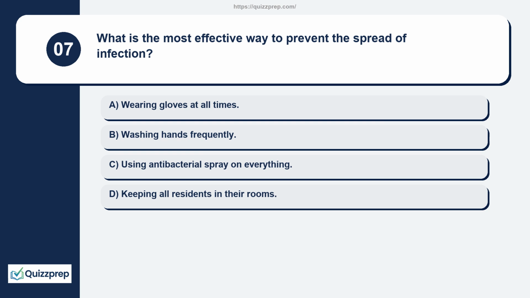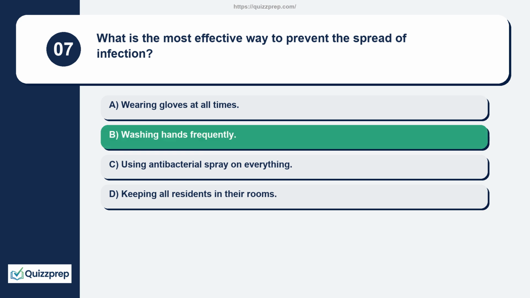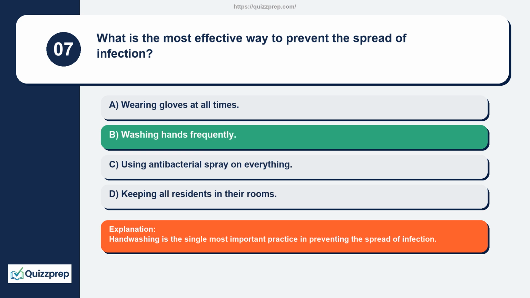Question 7. What is the most effective way to prevent the spread of infection? Wearing gloves at all times. Washing hands frequently. Using antibacterial spray on everything. Keeping all residents in their rooms. Hand washing is the single most important practice in preventing the spread of infection.